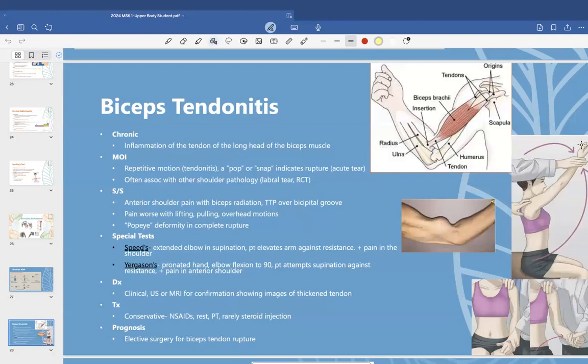Deterioration. Doesn't it deteriorate the tendon? It can deteriorate that insertion point. So it could deteriorate, and that makes the tendon more likely to snap or rupture. Achilles tendonitis is a big one.